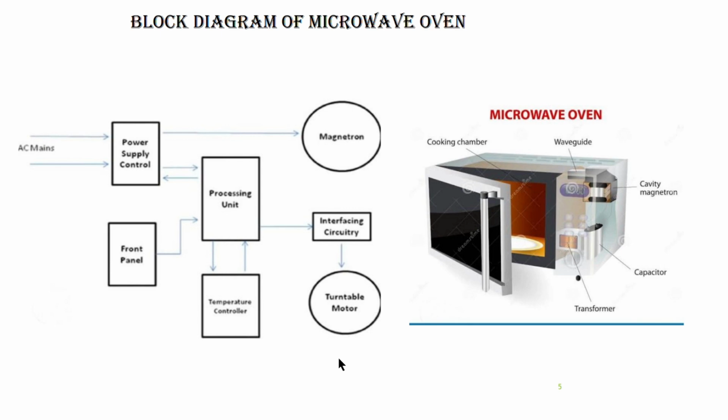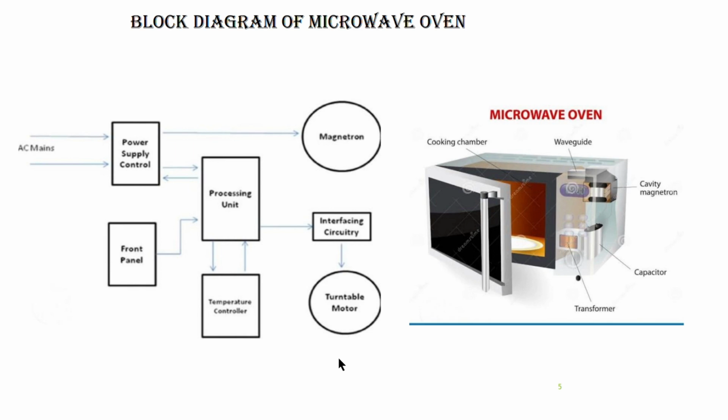Now let us talk about the block diagram of the microwave oven. It consists of components like magnetron, power supply control, processing unit, AC mains, front panel, temperature controller, turntable motor, and interfacing circuitry. Now we talk about magnetron. The magnetron is a vacuum tube that generates microwaves using a magnetic field. It is commonly used in microwave ovens.